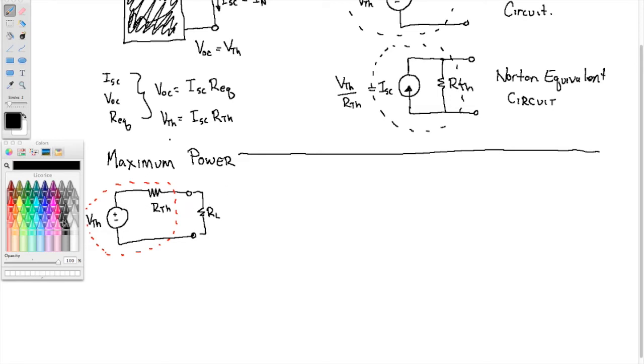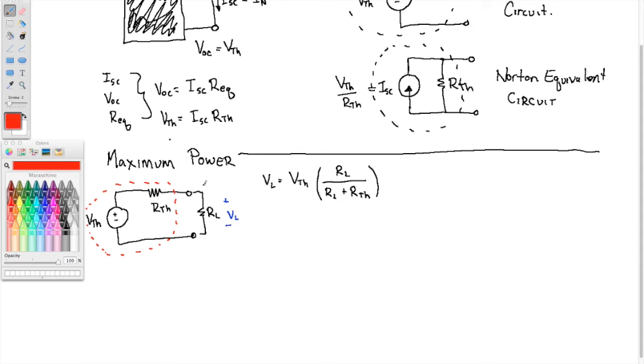So the voltage at the load, we'll call that VL, I can get from voltage division. So this is a series circuit. So VL is equal to the Thevenin voltage times the resistor whose voltage I'm interested in, so that's RL, divided by RL plus RThev. Right? So that's the load voltage.